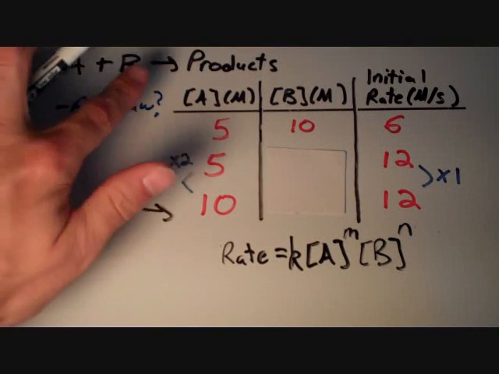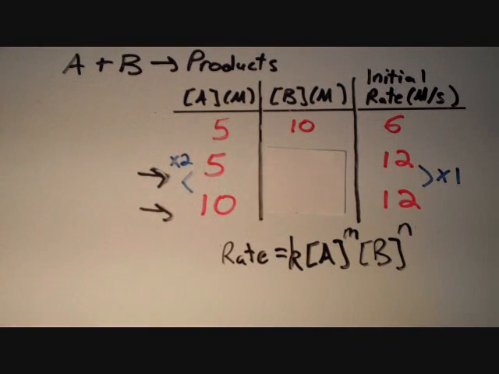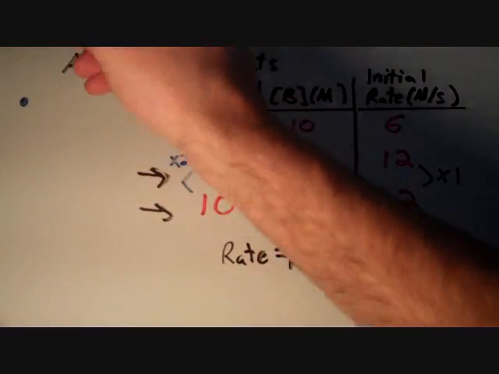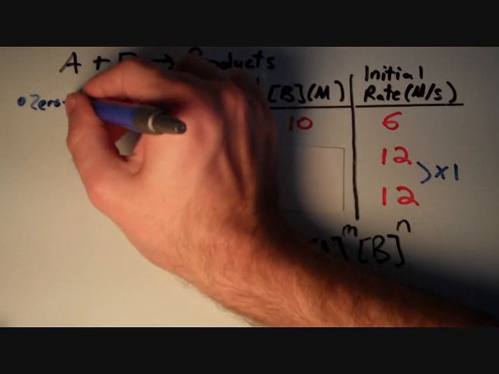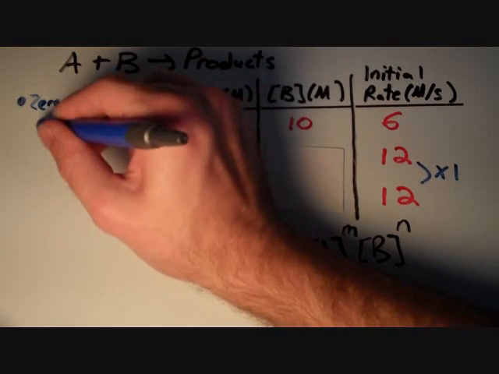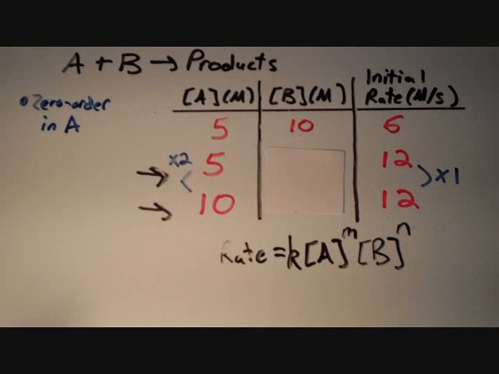So what have we gathered from this? It looks to me like no matter what our concentration of A is, our initial rate is going to be the same no matter what. In other words, the rate is independent of the concentration of A. And the way that we say this is that the reaction is zero order in A. So we just determined the order with respect to A.